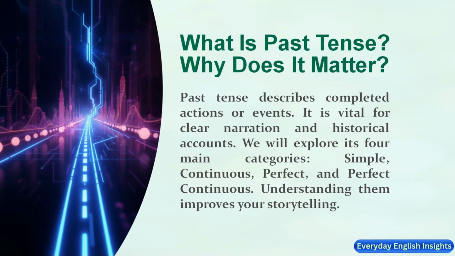Past tense is used to describe actions or events that are completed. It's vital for clear narration, storytelling, historical descriptions, and reporting past events. We'll break down the four key categories: simple, continuous, perfect, and perfect continuous. Mastering these will transform the way you communicate past experiences.